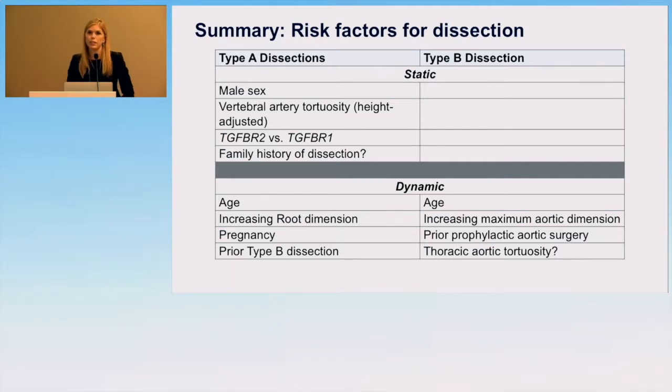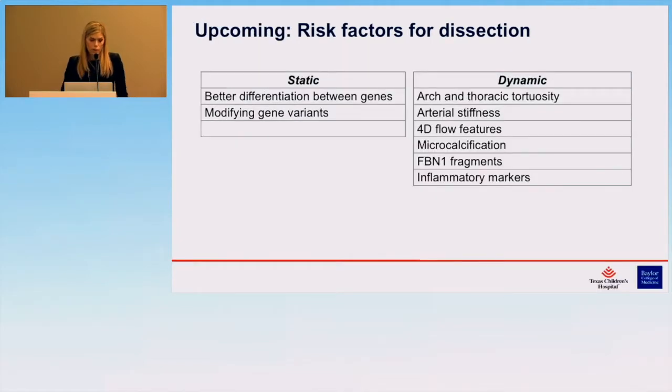And prior prophylactic root surgery, as has been mentioned multiple times, and we don't know whether the root surgery is causing it or whether we're just seeing a more severe population there. And perhaps thoracic aortic tortuosity, as suggested in that Franken article I talked about after the Dutch RCT. So upcoming risk factors for dissection: better differentiation between genes. Of course, we're hoping for the pie in the sky, modifying gene variants.